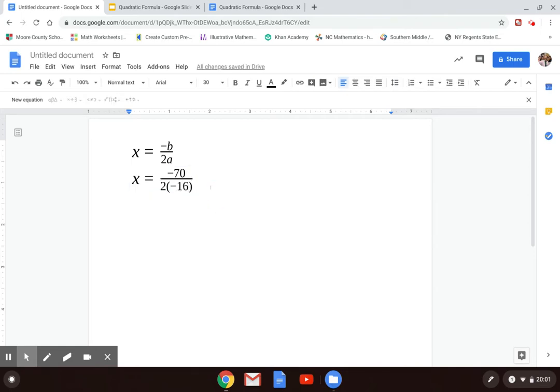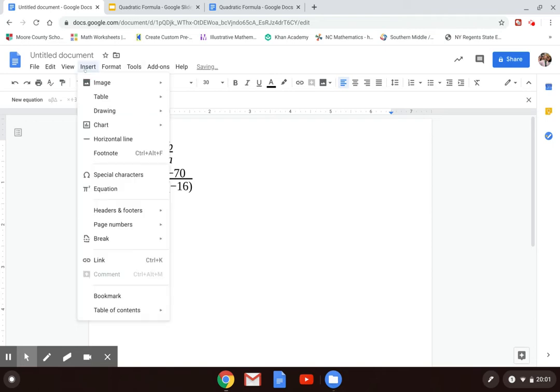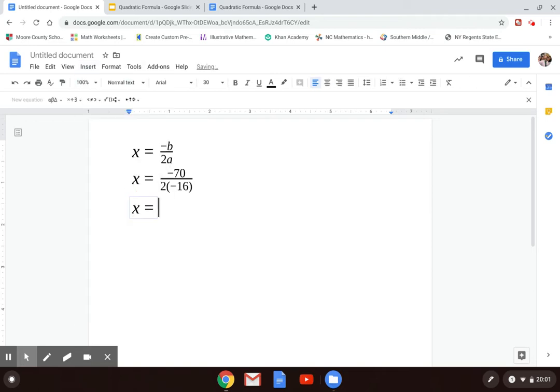Okay? So as I continue to work this out, I have x equals negative 70, and then 2 times negative 16 is negative 32. So x here is going to equal negative 70 divided by negative 32, which gives me 2.1875. For our purposes today, we're going to round to the hundredths position, so we're going to have 2.19. Okay?